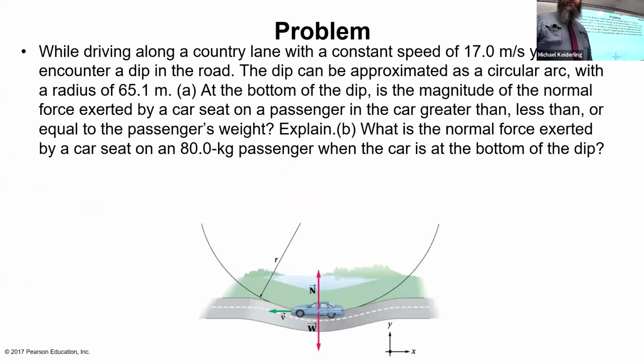And I guess we have time for one more problem. So while driving along a country lane with a constant speed of 17 meters per second, you encounter a dip in the road. The dip can be approximated as a circular arc with a radius of 65.1 meters. And at the bottom of the dip, is the magnitude of the normal force exerted by a car seat on a passenger in the car greater than, less than, or equal to the passenger's weight? And what would that be for an 80 kilogram passenger when the car is at the bottom of the dip?